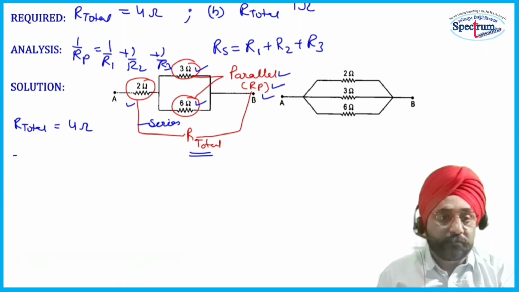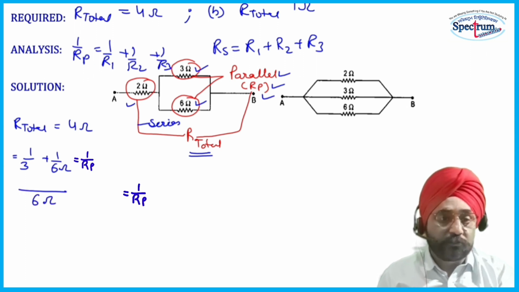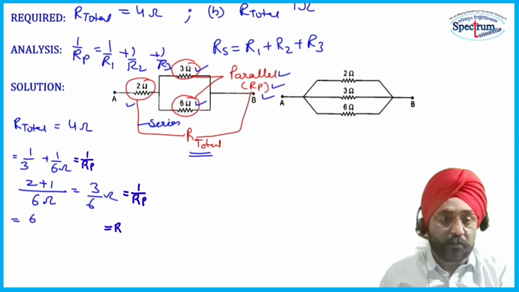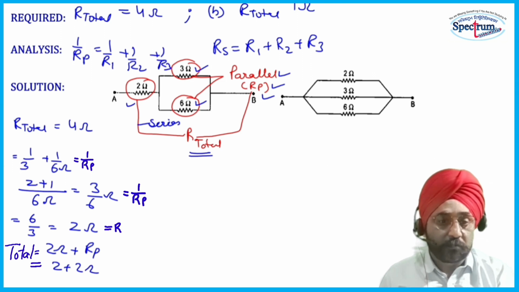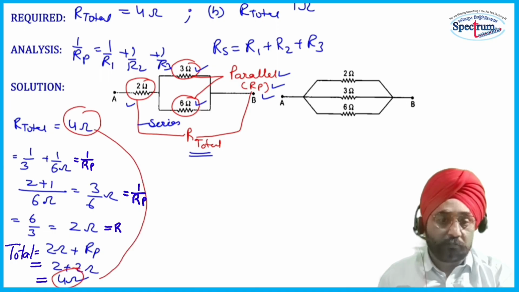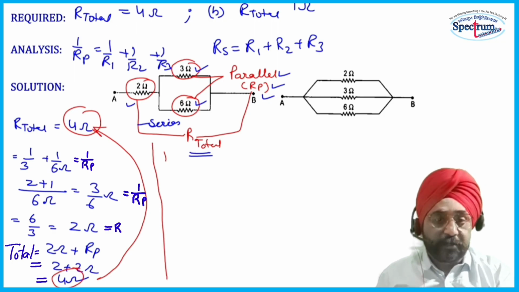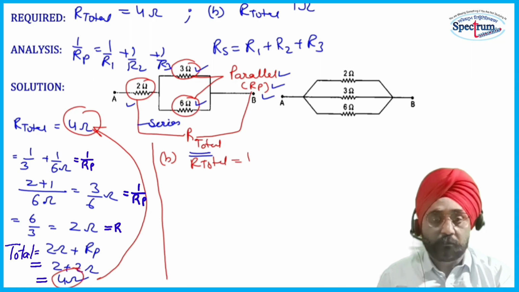In A part, R total is given as 4 ohm. So first we find RP: 1 over RP is equal to 1 over 3 ohm plus 1 over 6 ohm. Taking LCM 6 ohm, and taking the reciprocal, 6 over 3, so RP comes out to be 2 ohm. Now R total is equal to 2 ohm plus RP, 2 ohm plus 2 ohm, so R total is 4 ohm. So this is equal to the given value.